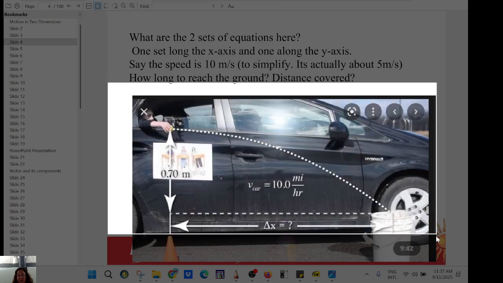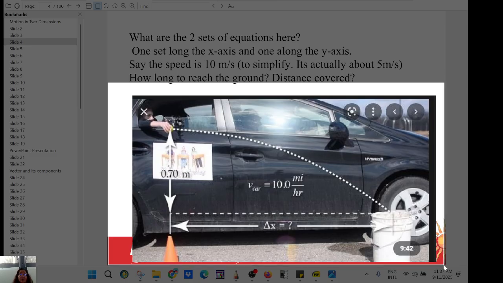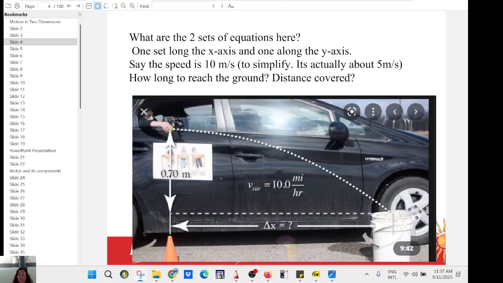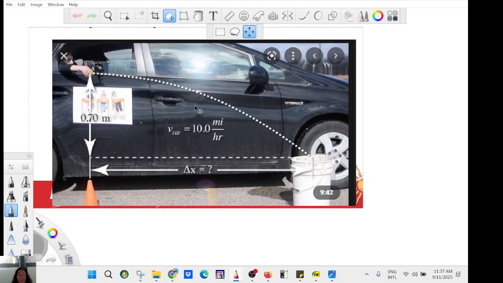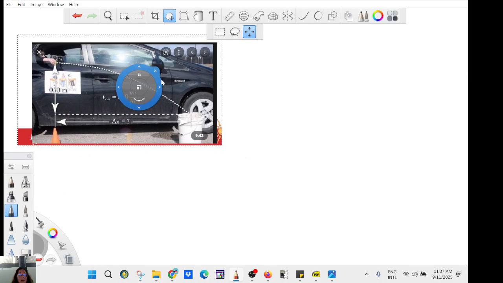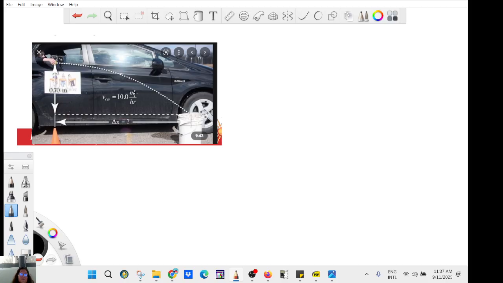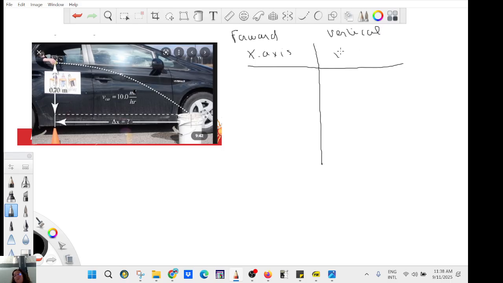So velocity, we say 10 meters per second, just to make our life easier. But 10 meters per second is too fast, right? We just pretend. So we're going to do 2 meters per second. So I'm showing you the methodology, right? You can make a table here, and you say that this will be along the x-axis. So that will be forward or backward or horizontal, and that will be the vertical. So that will be the y-axis.